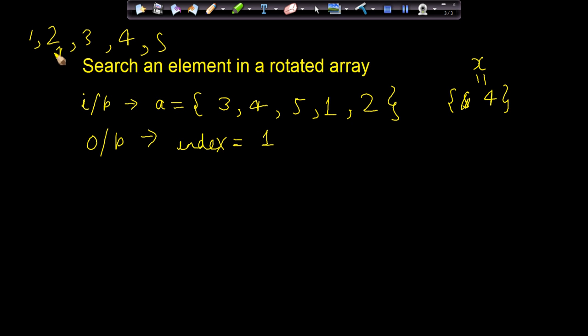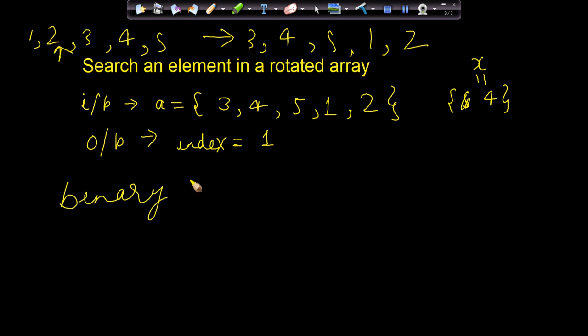If I rotate this array around 2, then this becomes 3, 4, 5, 1 and 2. So what we need to do is find an element in this array. For example, we want to find 4. The output should be the index of the 4 in this rotated array. One of the simple methods is to go and search for the 4, and you will get index 1. But we want to solve it in minimum time complexity. We know binary search.